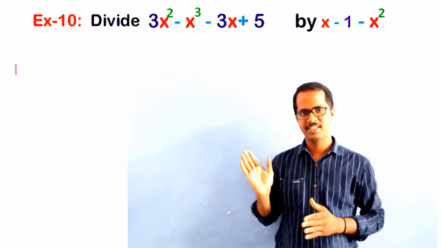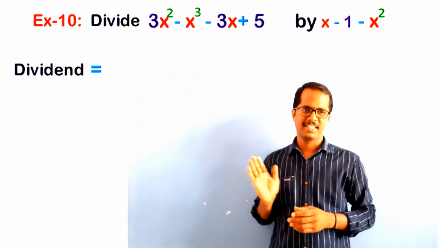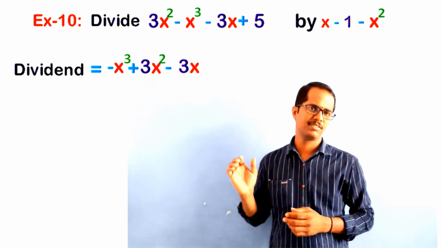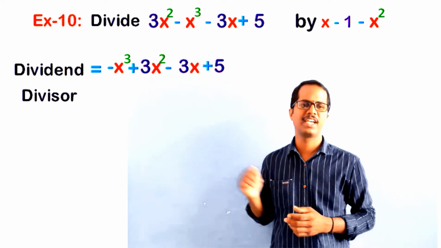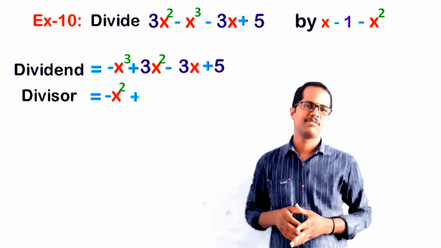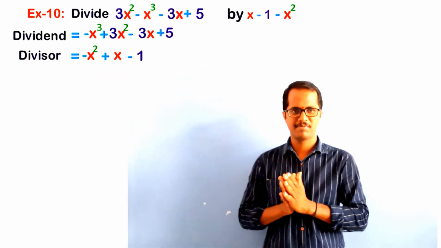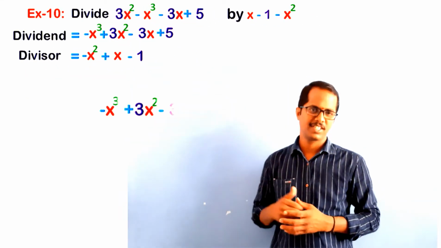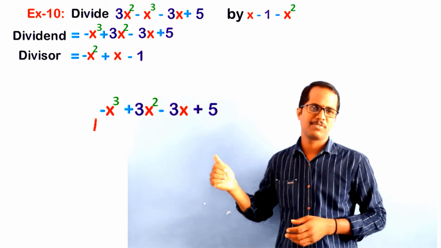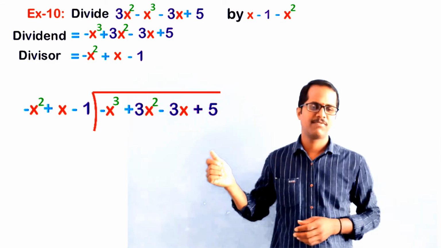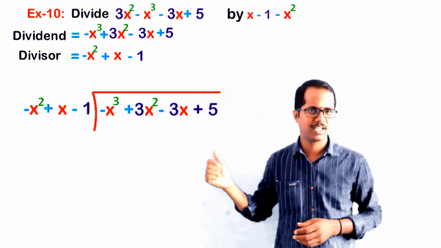So by writing the dividend in the standard form we get minus x cube plus 3x square minus 3x plus 5, and by writing the divisor also in the standard form we get minus x square plus x minus 1. Now let us carry out the division process. So for that first we need to find the first term of the quotient. To find the first term of the quotient we need to divide the first term of the dividend with the first term of the divisor.